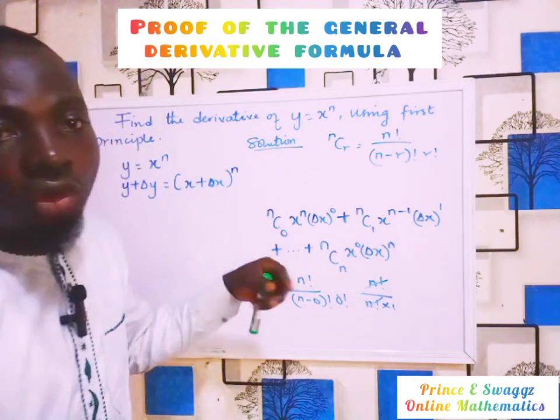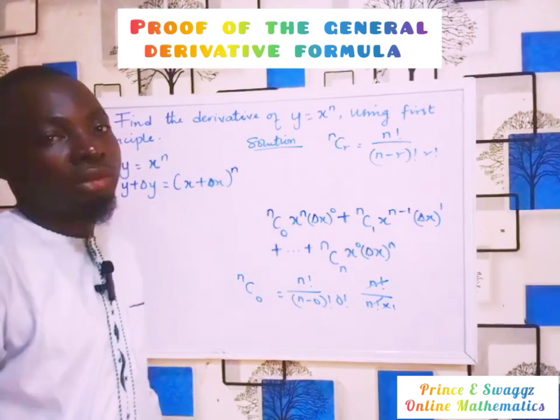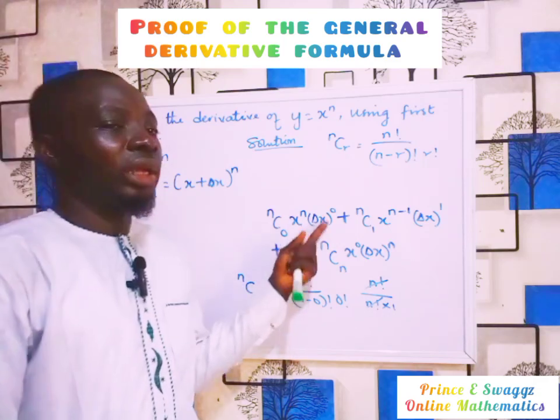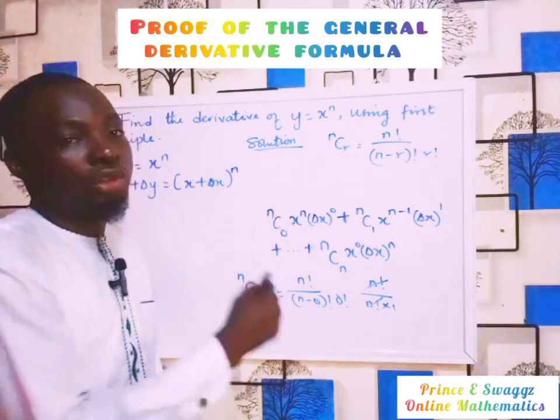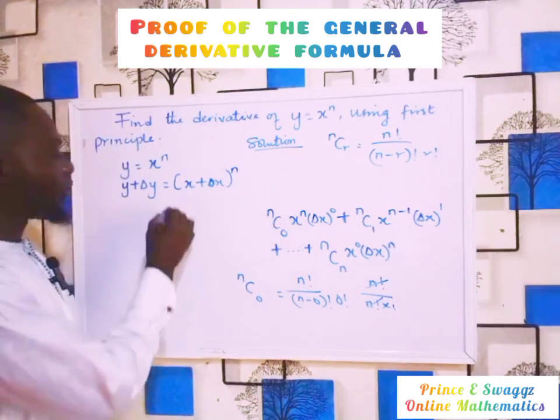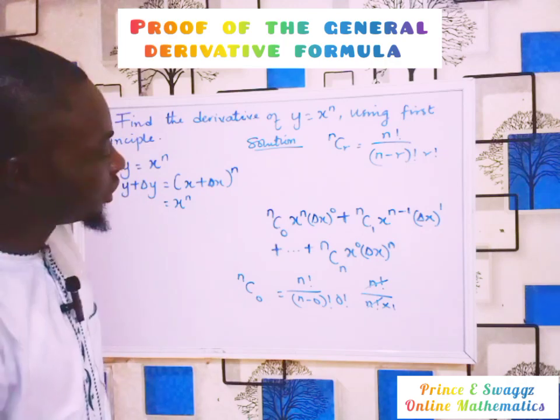the coefficient to become what? 1. Then 1 times x to the power n will give us what? x to the power n. Then times x to the power 0. Any number to the power 0 is 1. So then times x to the power 0 is 1. So the first term here is going to give us what? x raised to power n. Everything there will give us x to the power n.